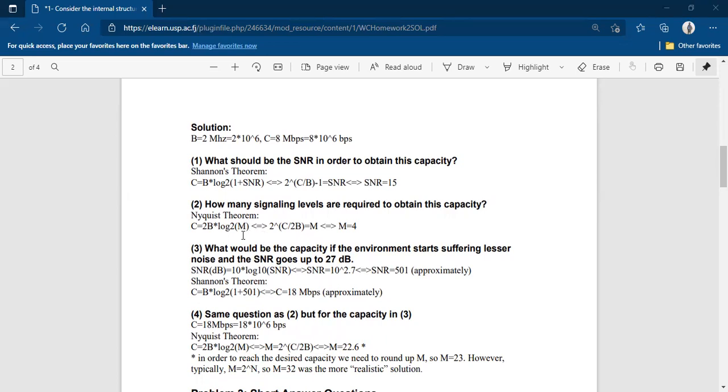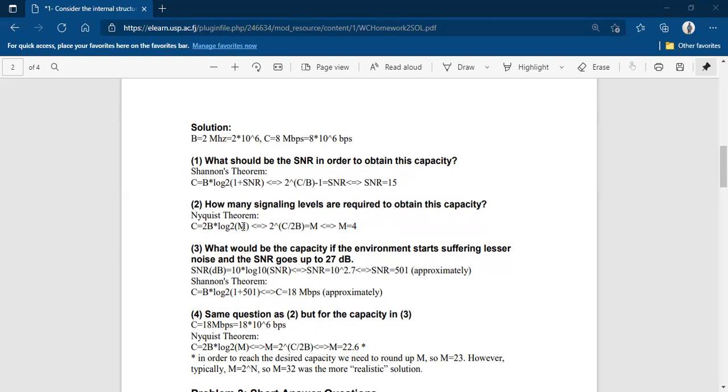So M can be 2, 4, 8, 16. You can see that there is a base of 2, isn't it? So M is basically equal to 2 to the power of n, so any value of base 2. Based on this, we just need to calculate how many signal levels are required to obtain this capacity.